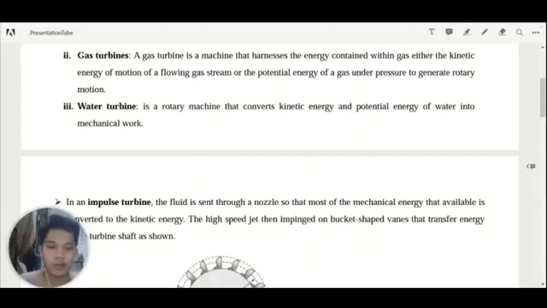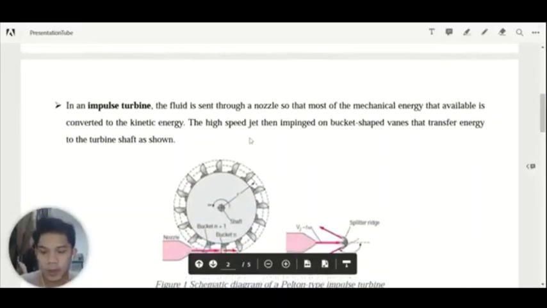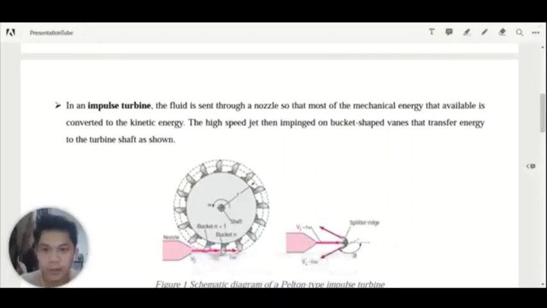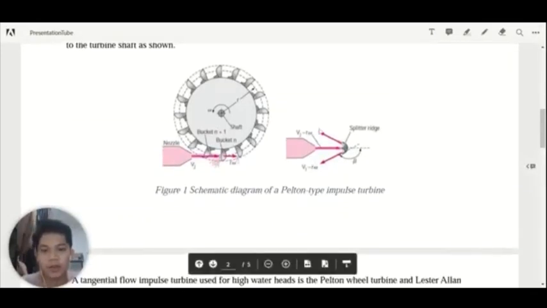For this experiment, we are going to focus more on the water turbine, and it is also related to the impulse turbine. In an impulse turbine, the fluid is sent through a nozzle so that most of the available mechanical energy is converted to kinetic energy, and the high speed jet then impinges on bucket shaped vanes that transfer energy to the turbine, as shown in this figure.